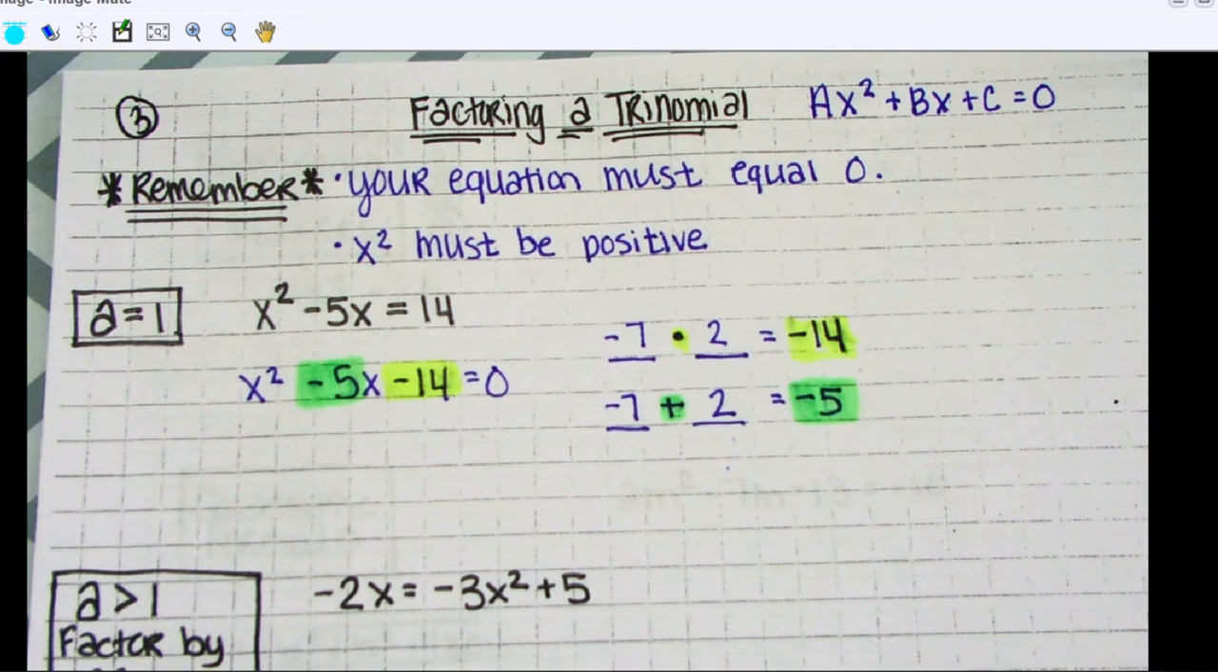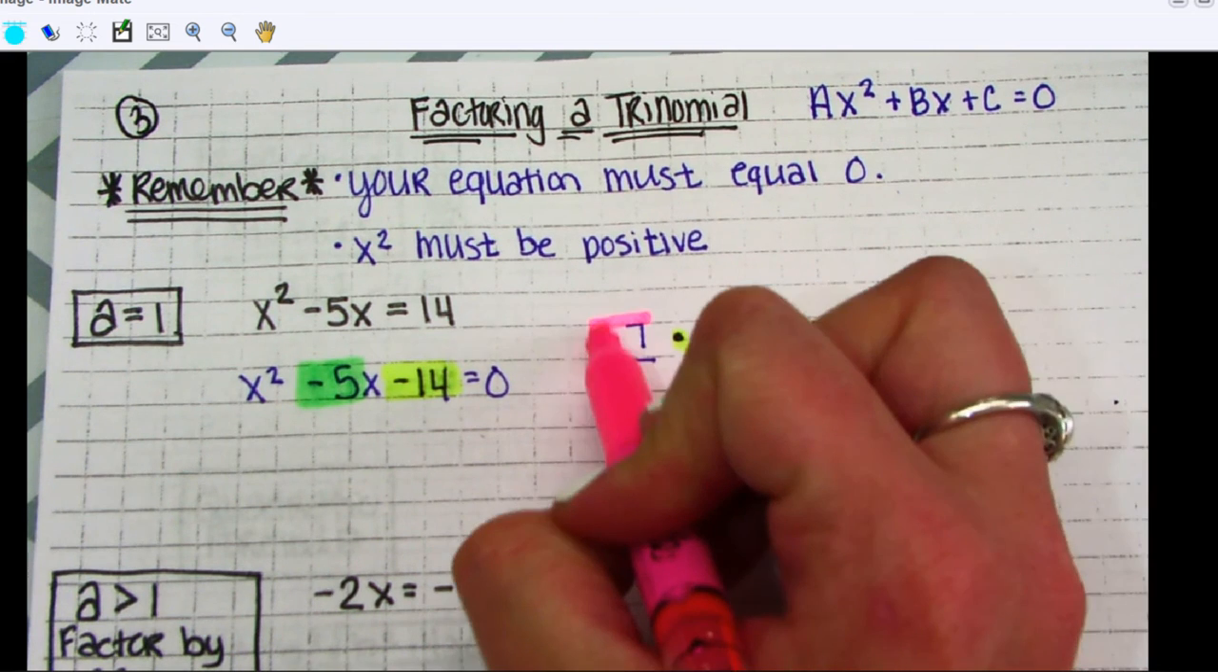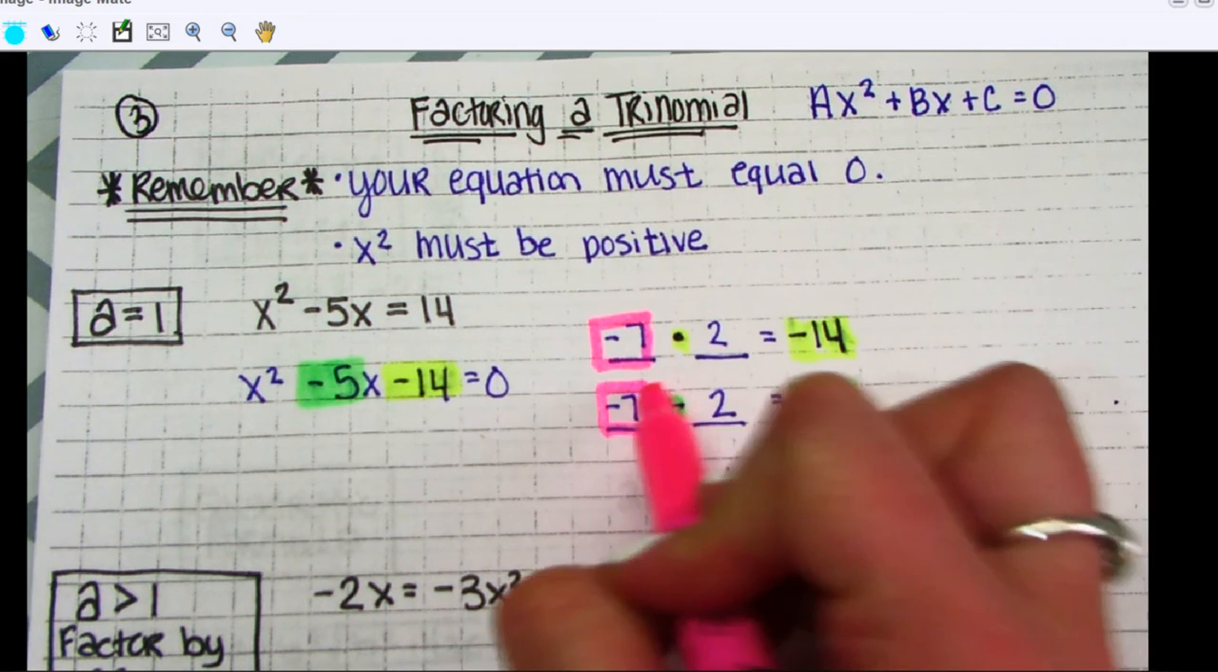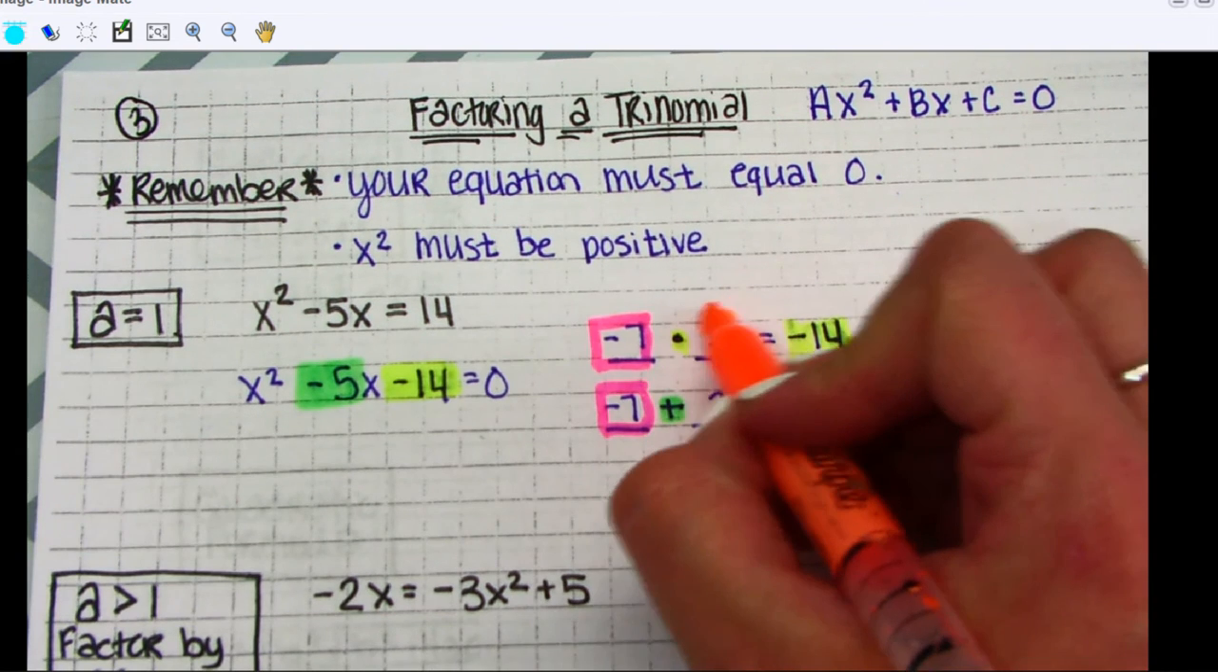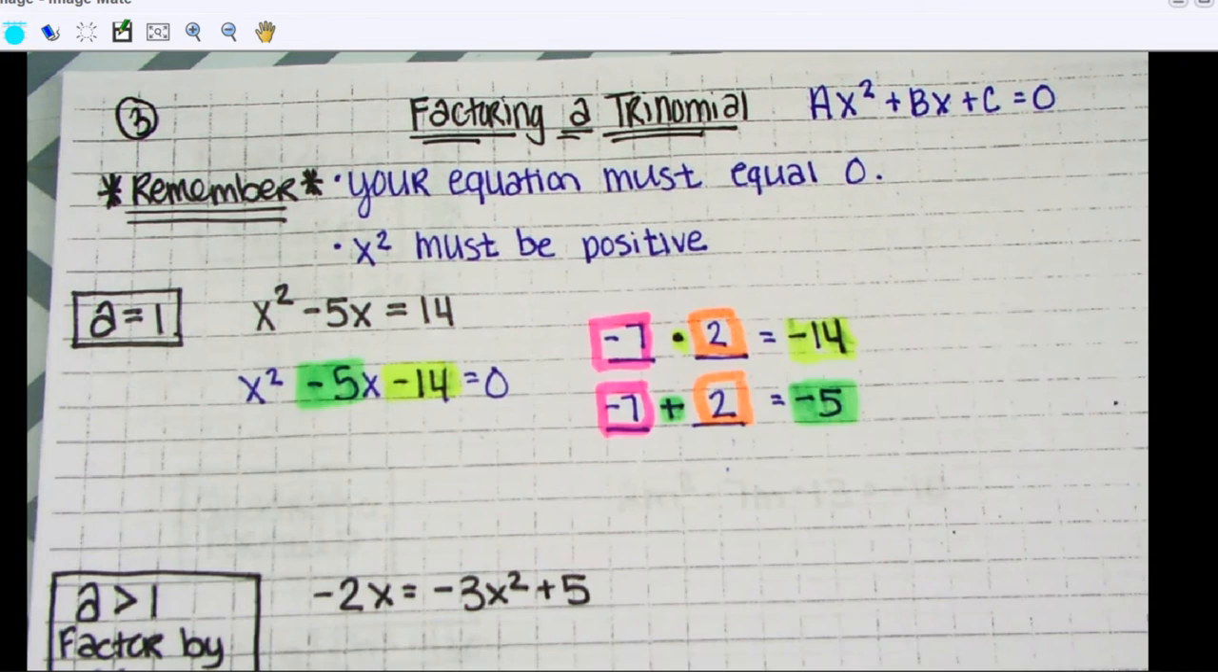Another thing that is very important when you factor, the values have to be the same. So negative 7 has got to be in the multiplication problem and the addition problem. And this one has to be in both as well. Now they could eventually both be 2 or both be negative something. But they have to be the same numbers.